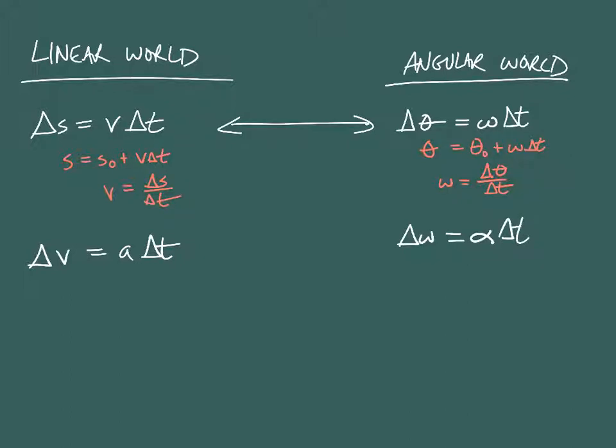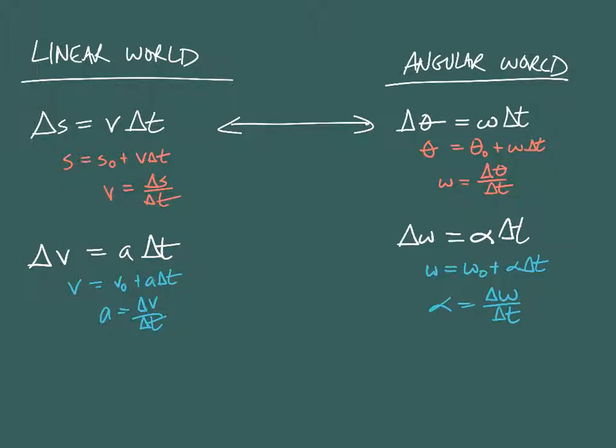And then the same business. V is V naught plus A delta T. A is delta V per delta T. Omega is omega naught plus alpha delta T. Alpha is delta omega per delta T. So it's the same structure. So solving problems dealing with circular motion, same business.